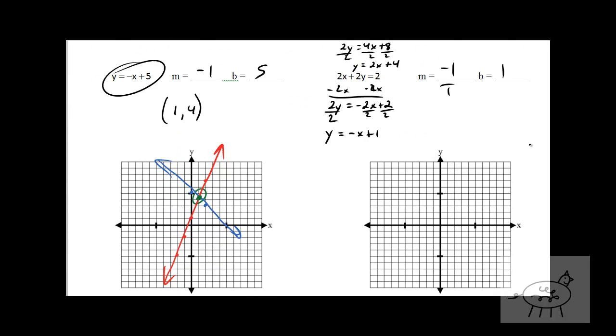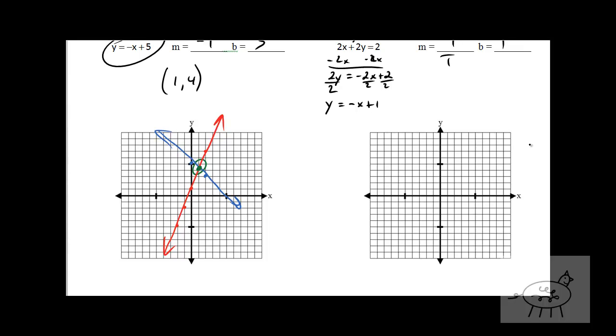So the first one, slope is 2, y-intercept is 4. So I'm going to go to 4, and then the slope is 2, so I'm going to go up 2 over 1. Up 2 over 1, I'm going to go the other way, down 2 to the left 1, down 2 to the left 1.